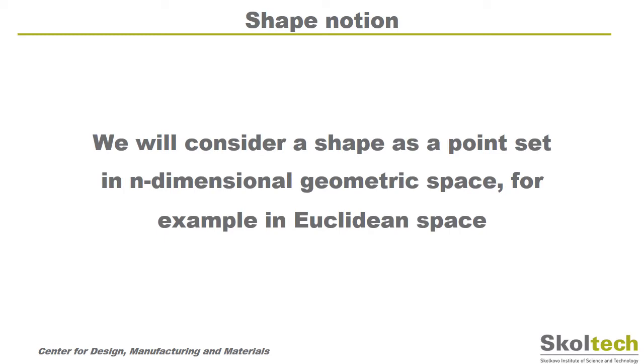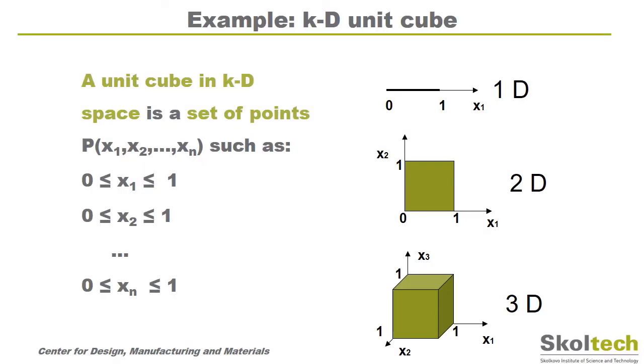Before starting, I'd like to introduce basic notions which we will often use in our lecture when we consider geometric forms or methods and algorithms for its definition. So, we will consider a shape as a point set in n-dimensional geometric space, for example in Euclidean space. The next notion is a unit cube. We will use this notion for parametric definition of shapes. A unit cube in k-dimensional space is a set of points with all coordinates changing between 0 to 1. Here we can see one-dimensional cube or a segment, two-dimensional cube or a square, and three-dimensional cube.